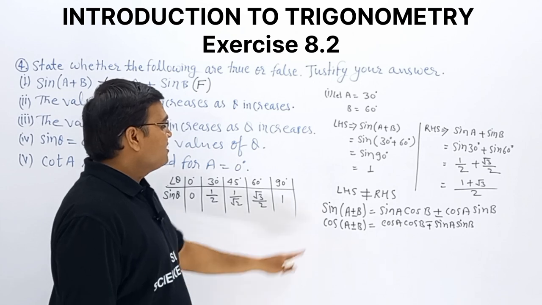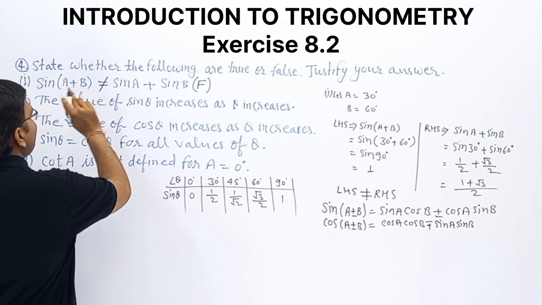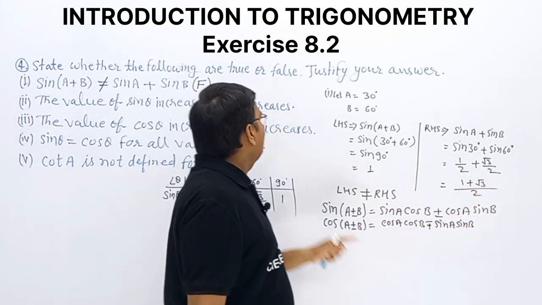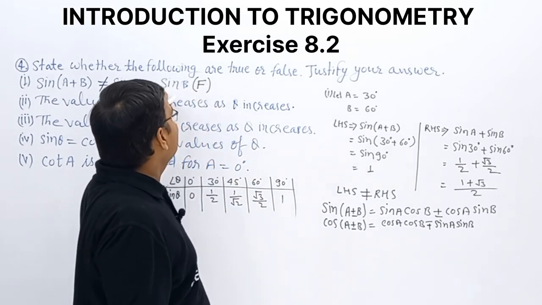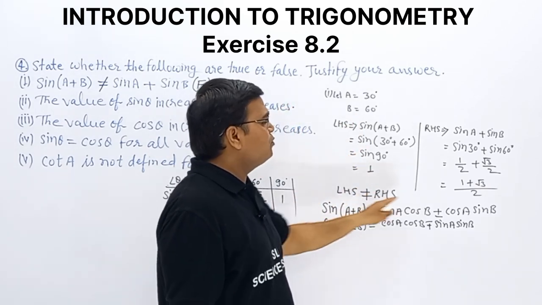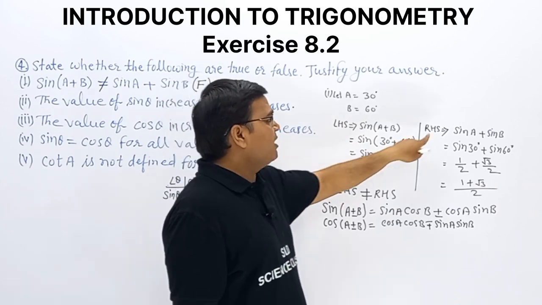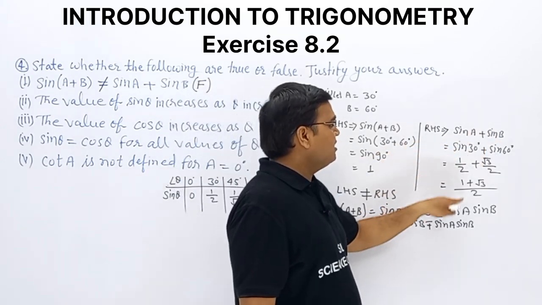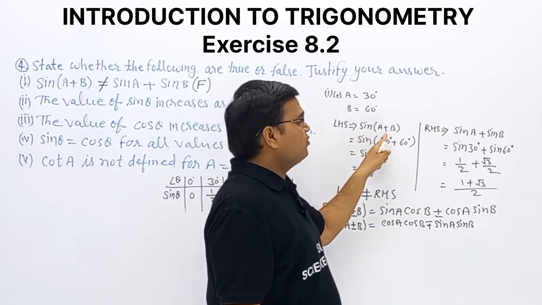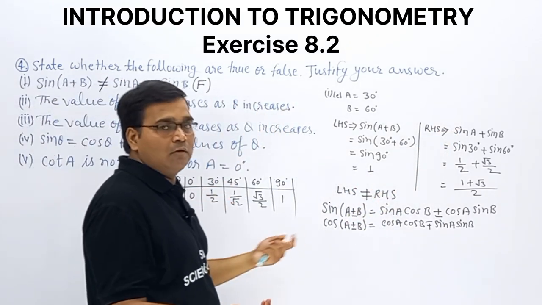Clear? So sin A plus B is equal to sin A cos B plus cos A sin B, not equal to this one. So this is false. We justified it already, no need to memorize this one. We take 30 degree and 60 degree. On the left hand side we get 1, but once we put A equal to 30 degree and B equal to 60 degree, it should be the same. Why? Because the left hand side is sin A plus B, so it should be equal to this one, then we can say this is correct. We are not getting 1, it means it is wrong.